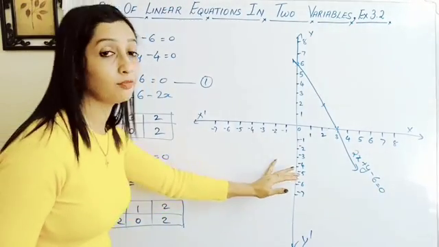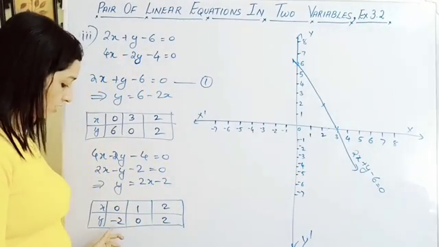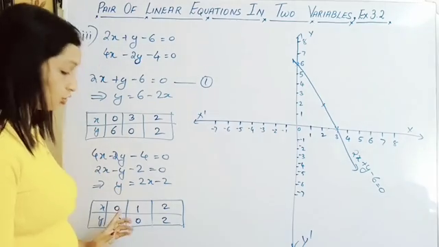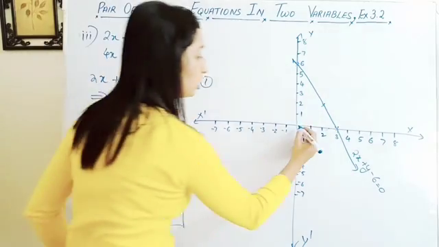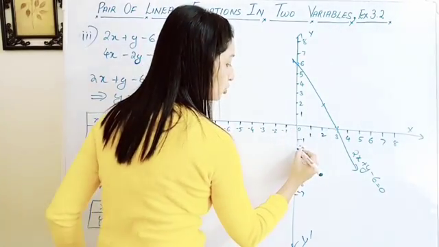Now let's plot the graph of our second line. So what are the points of our second line? 0, minus 2. So 0 on the x-axis and minus 2 on the y-axis.